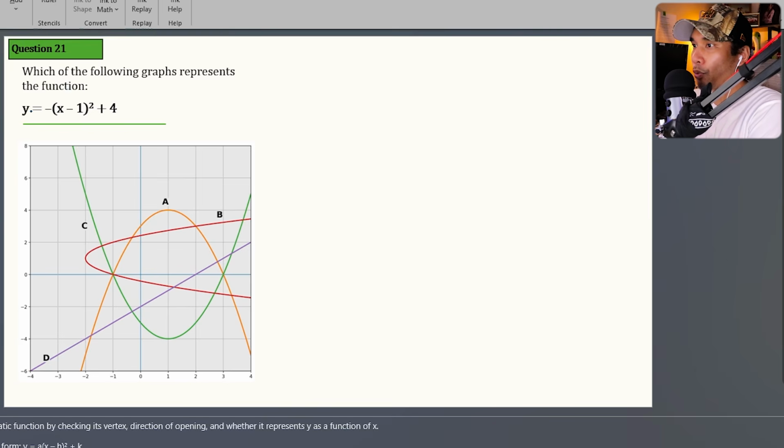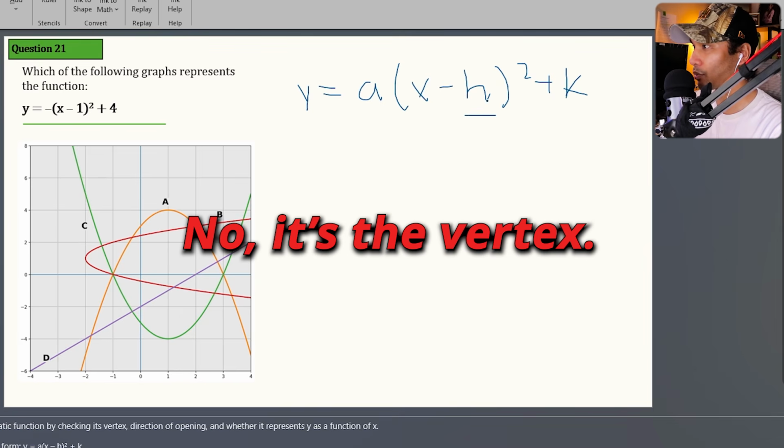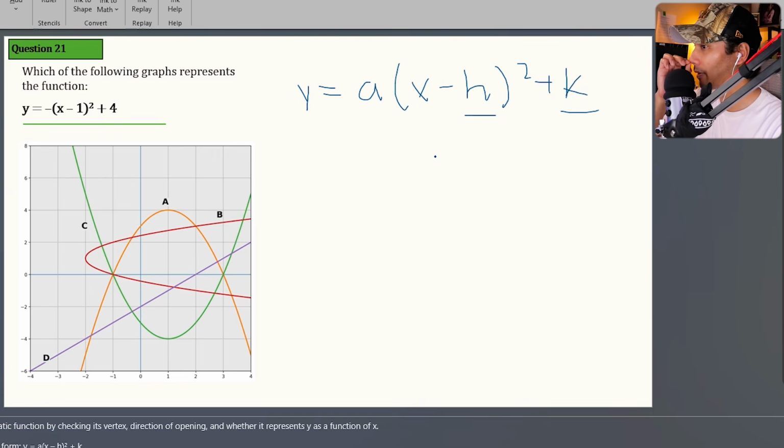When you have y equals, and you have this right here, this is in vertex form. Vertex form is y equals a(x minus h) squared plus k. From vertex form, we know our h and k, so 1 and 4 is our, 1, 4.